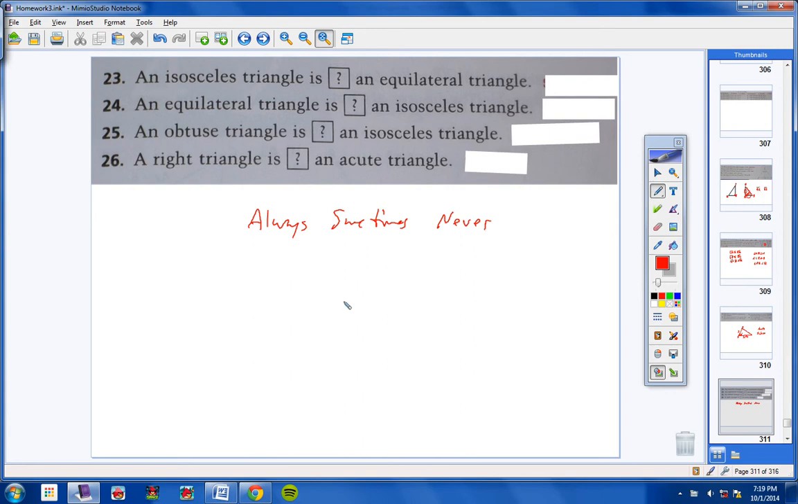Well, remember, the definition of an isosceles triangle is you have to have at least 2 congruent sides. You can have 3. So if I were to draw a triangle that had all congruent sides, that would be an equilateral triangle, but it would also be an isosceles, because an isosceles triangle has at least 2 congruent sides. It can have more.